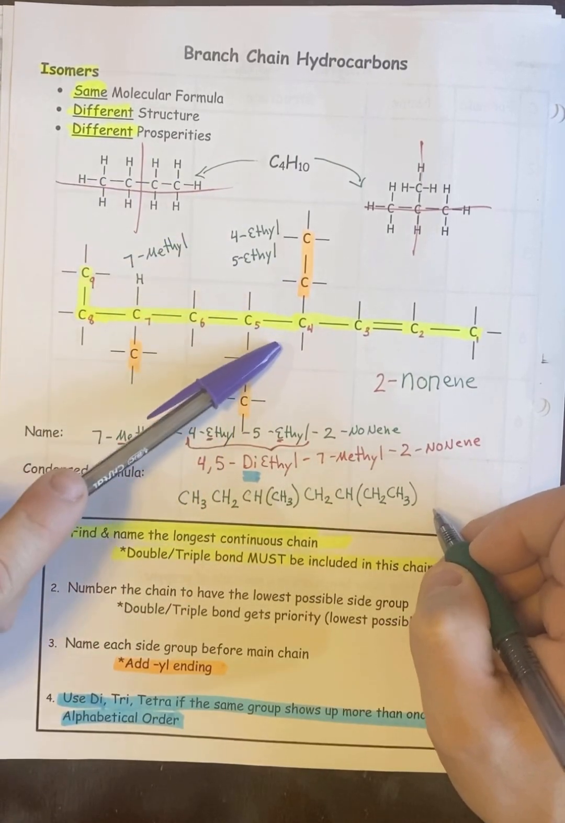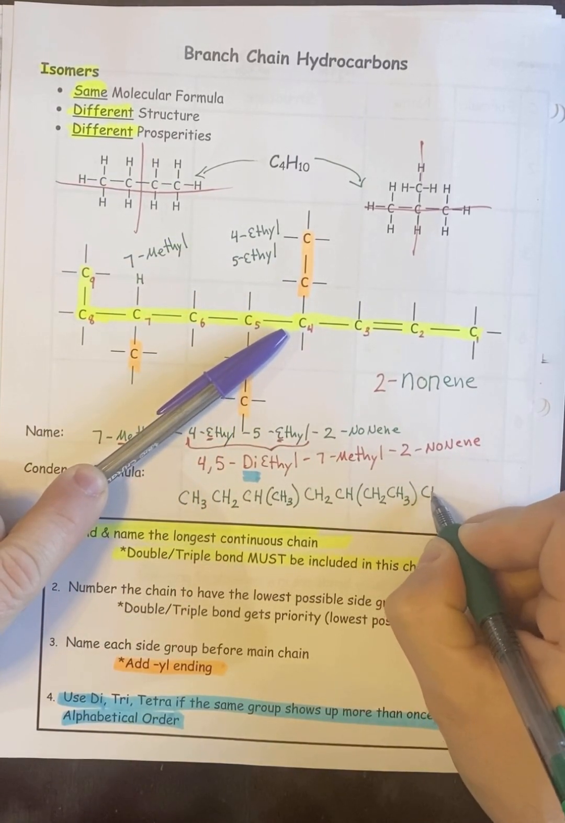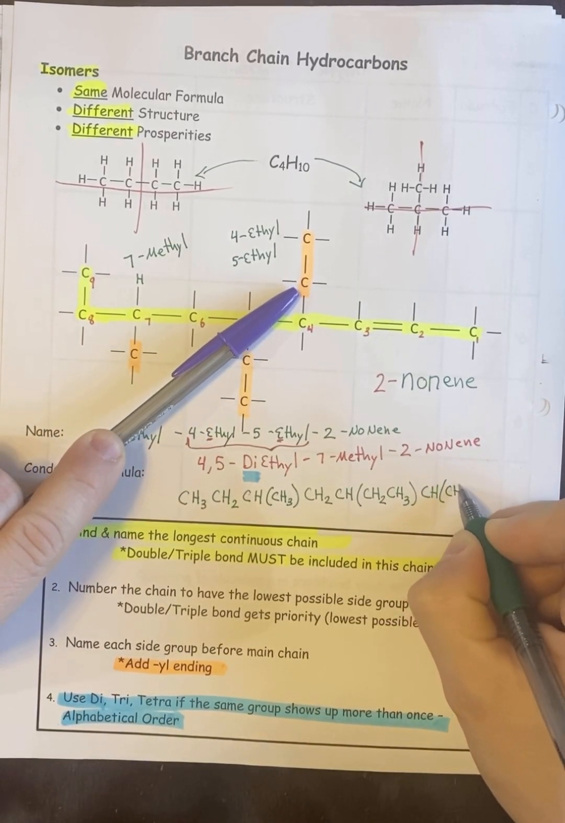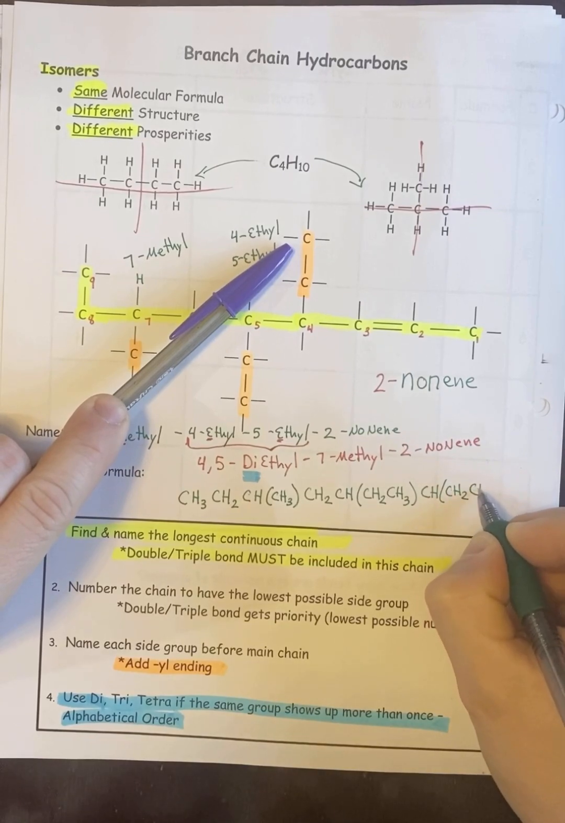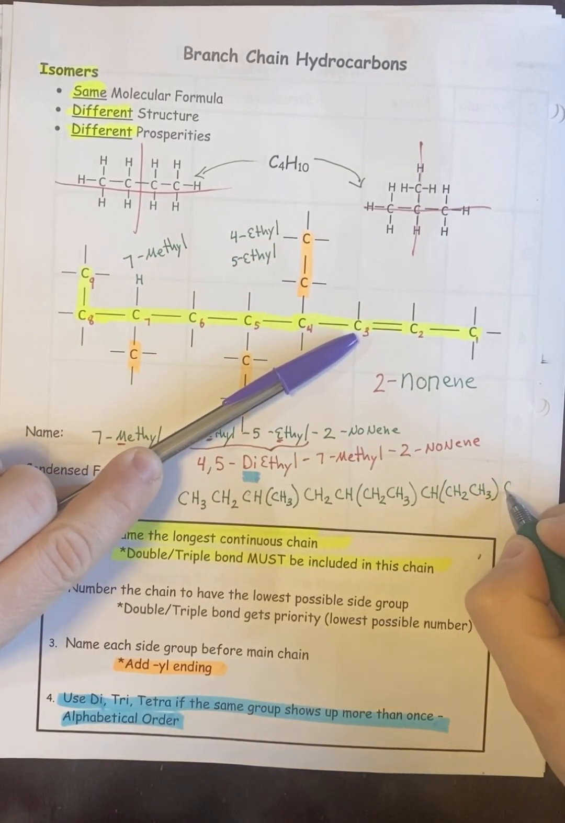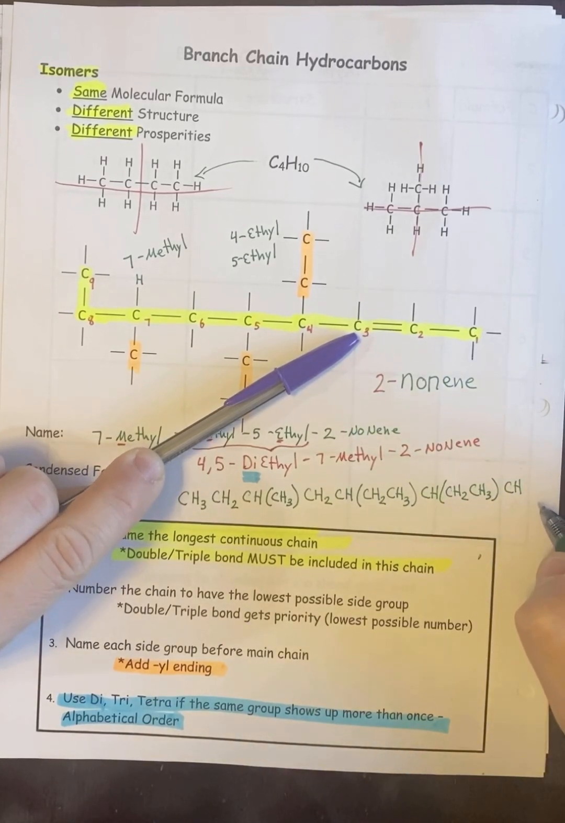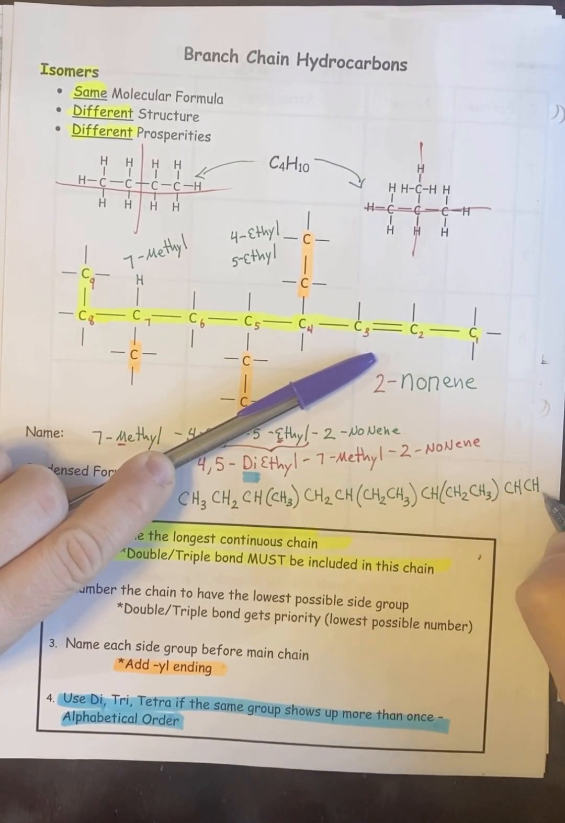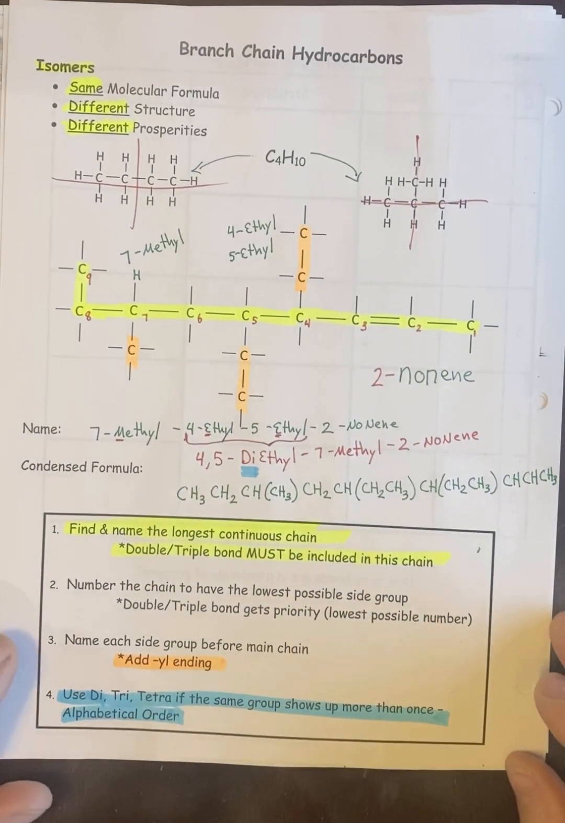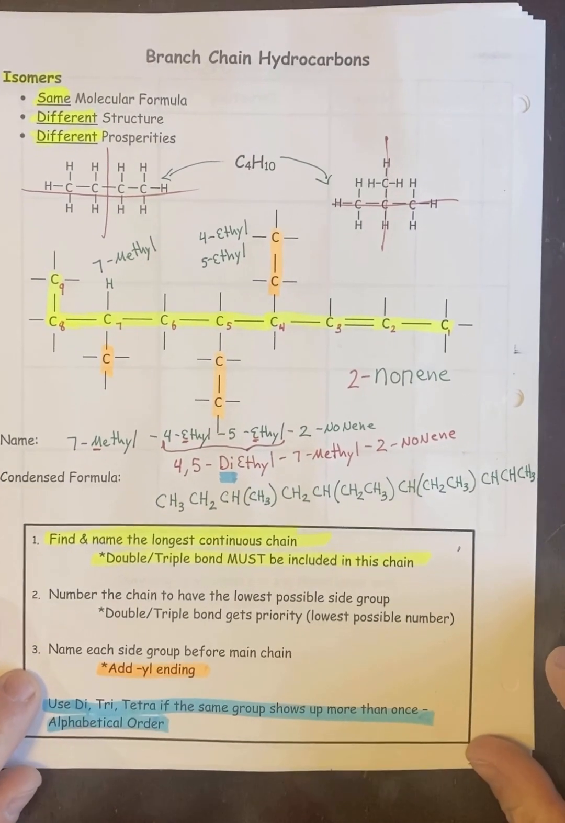Now I'm back to carbon 4, C with an H, and then parentheses, CH2, CH3. Then carbon 3 is just a C with one H, carbon 2, a C with one H, and carbon 1, CH3. Now, some people usually ask this question.